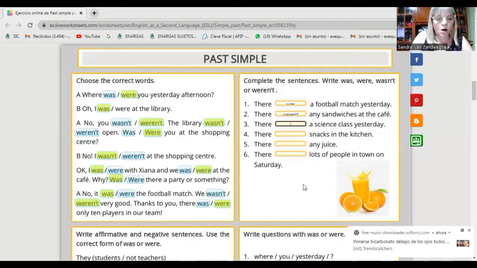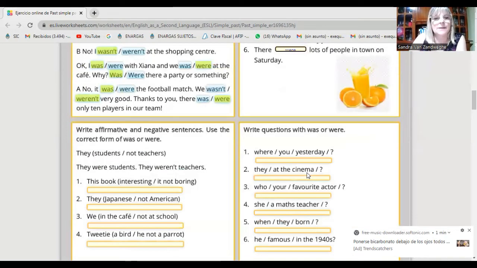There was a science class yesterday. There snacks in the kitchen. There were snacks in the kitchen. There any juice. This is negative. Juice, uncountable noun. So there wasn't any juice. There are lots of people. There were lots of people in town on Saturday.